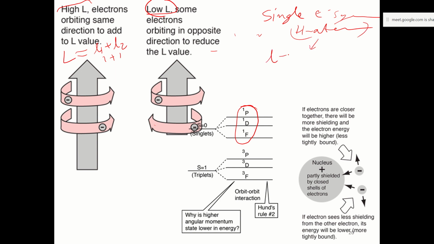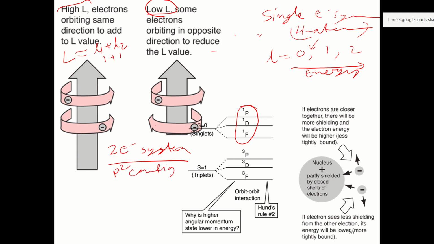We had L equal to 0, 1, 2, where energy was increasing in this direction. But in a two-electron system that we are discussing just now, if they are in p orbitals, in the p2 configuration, we find that when L is equal to 0, 1, 2, the energy is highest in this direction. So this kind of thing you can see it will happen.